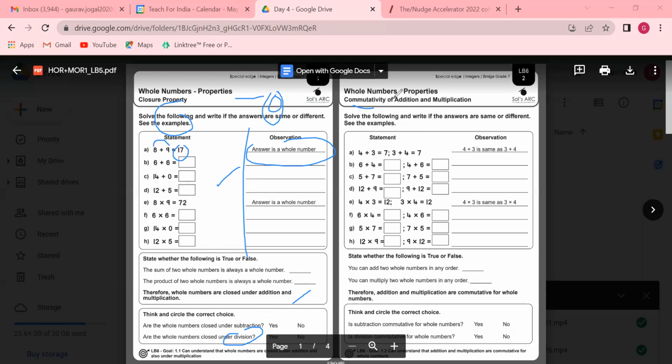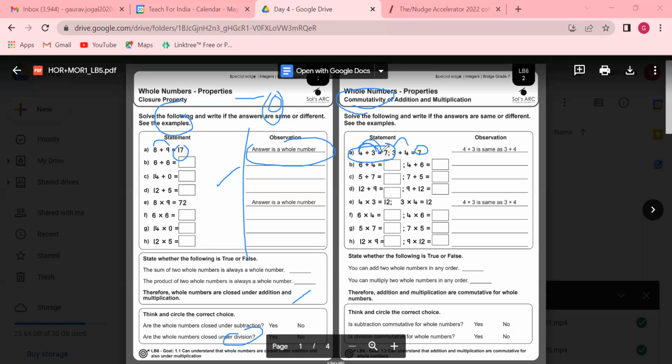Here there is something called commutativity. This is a new word, commutative. I will explain, it's a very easy term. You don't have to worry so much. If you see the first sum, they have given 4 plus 3 is 7. And if I do the reverse, 3 plus 4, the first time I do 4 plus 3, the second time 3 plus 4, the answer is the same. So even if I reverse, the answer doesn't change. This is called commutative. Even if I reverse the order, 4 plus 3 as well as 3 plus 4, the answer is the same.